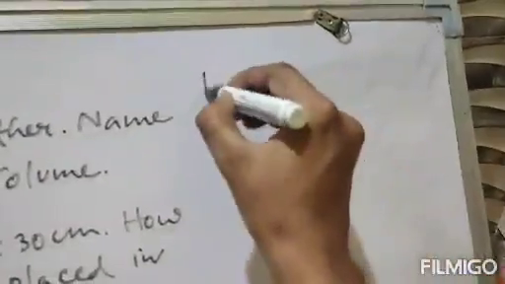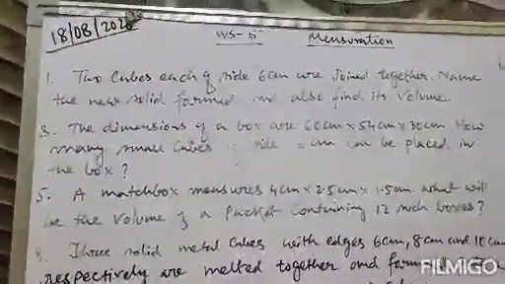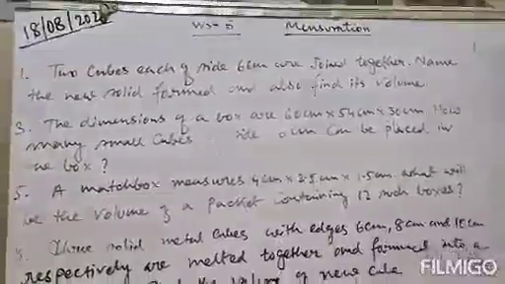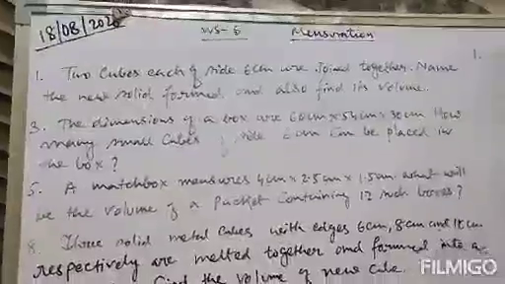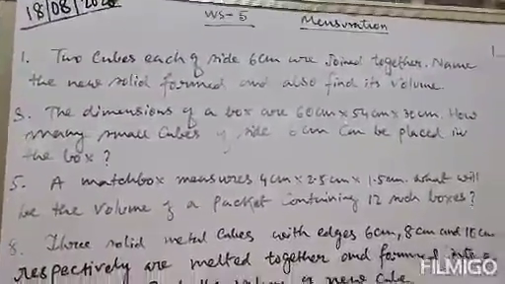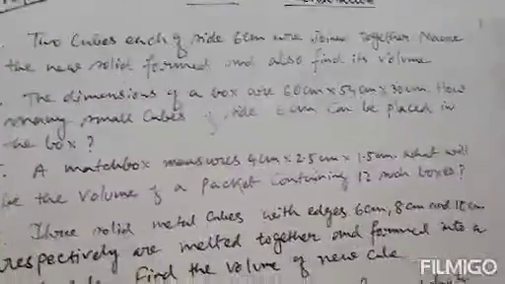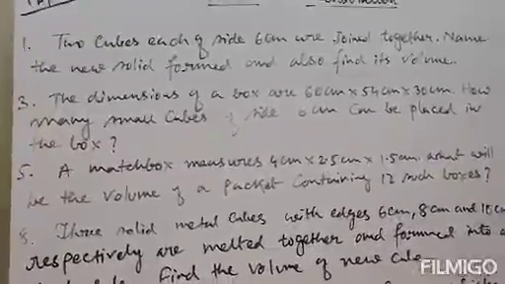So first question, question number 1. It says that two cubes each of side 6 cm are joined together. Name the new solid formed and also find its volume. So two cubes are there having side 6 cm each. They are joined together. We have to name the new solid formed. When two cubes join together, the new solid will be cuboid. Always remember, when two cubes join together, the new solid formed will be a cuboid.